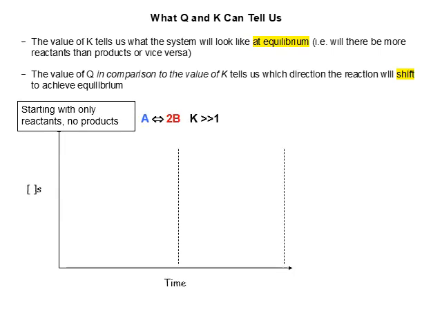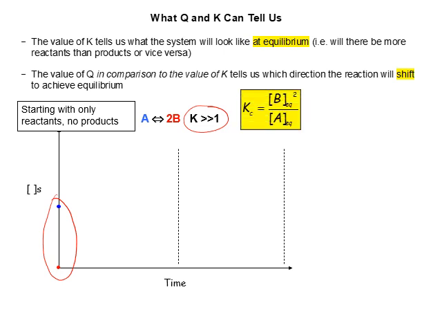Here's another example for a simple reaction of A going to 2B. What do the concentrations versus time look like for a system in which the value of K is much larger than 1? If we start with only reactants and no products, here are our initial conditions, and we watch this reaction as we go towards time.